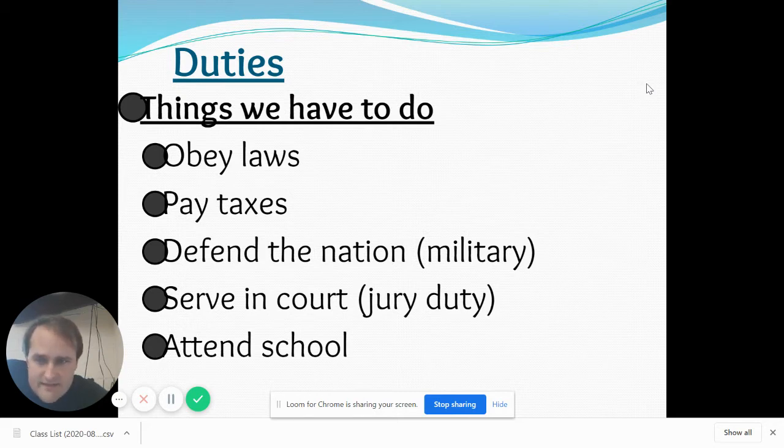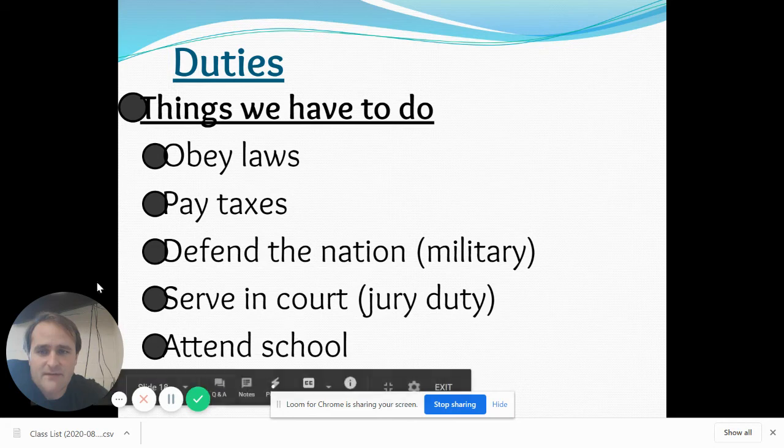None of us really like it, but you'll find all sorts of people coming up with all sorts of wild excuses to get out of jury duty, but it is something we have to do for our country. And really, attend school, I could even throw that in with obeying laws. I mean, there's what we call compulsory attendance laws.